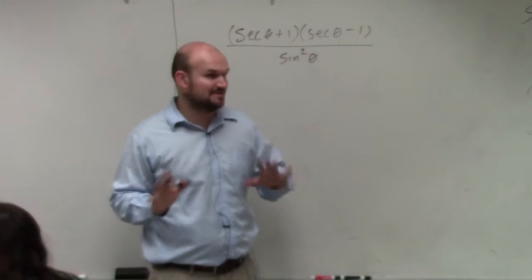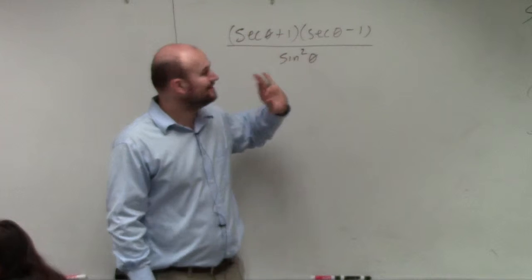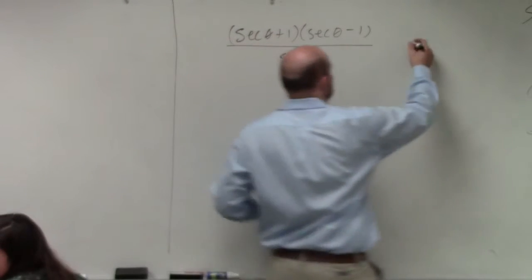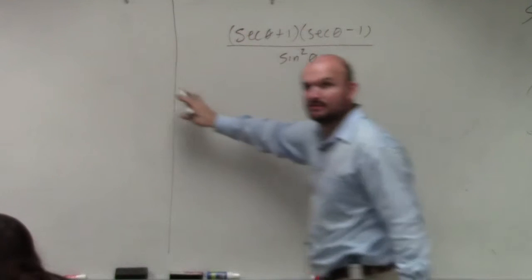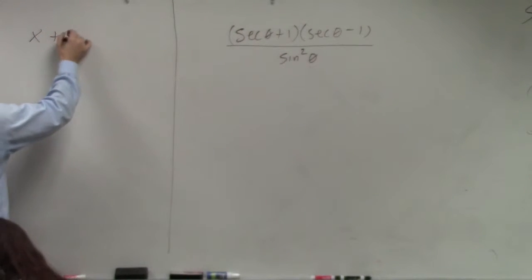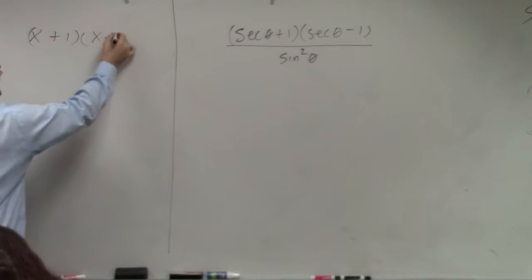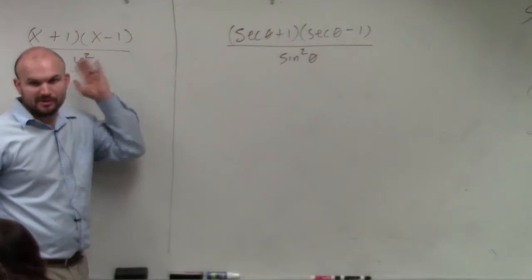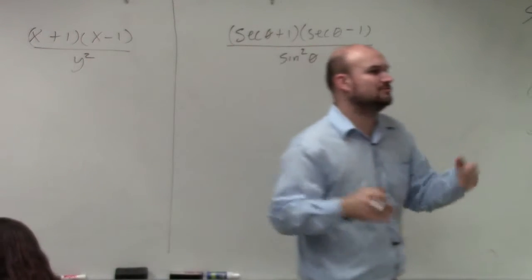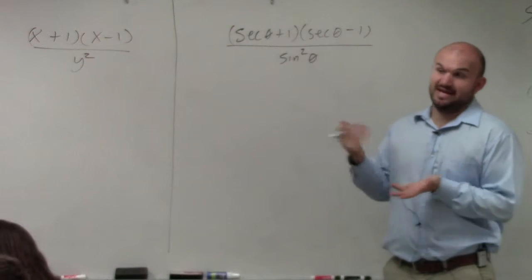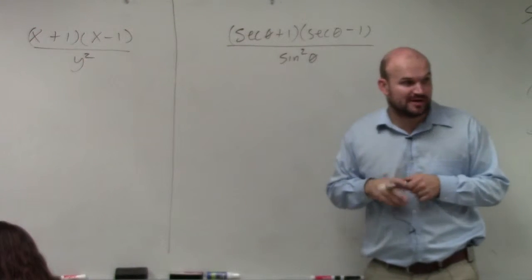If anything else, I'm just going to look at this problem and say, you know what? I probably need to simplify something here. So if I looked at this in terms of x's and y's, I could say this could be x plus 1 times x minus 1 all over y squared. Would everybody agree with me? That's an algebraic way to represent that problem. Correct? Now, if I was going to say, hey, could we simplify anything with this algebraically?